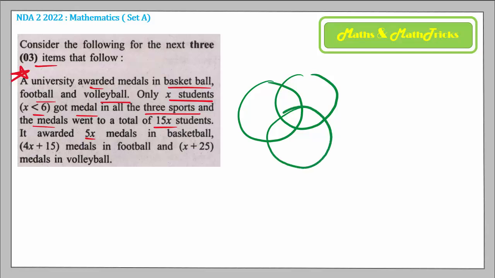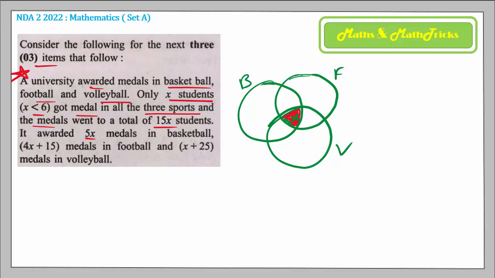You must know how to represent a subset. So you consider a circle. We denote this circle as the number of players who received medals in basketball, so B, F for football and V for volleyball. Now they say that there is a number X common to all the 3 of them. So this red portion is the common number of students receiving medals in all 3. That is given to be X.